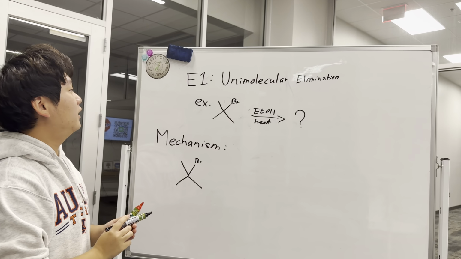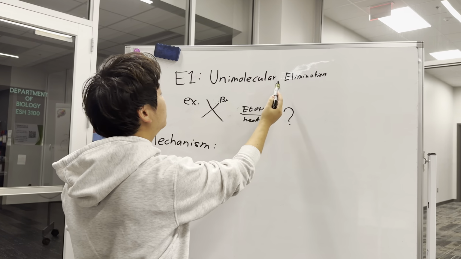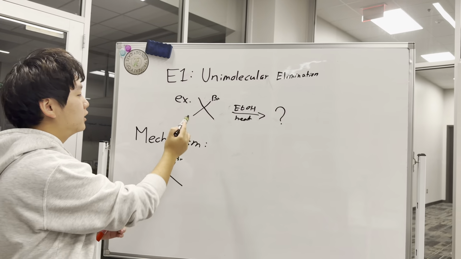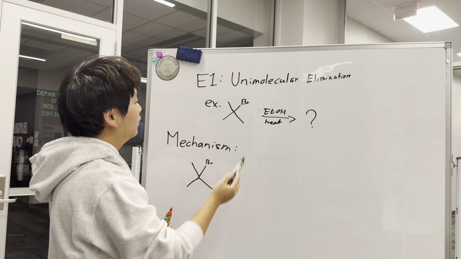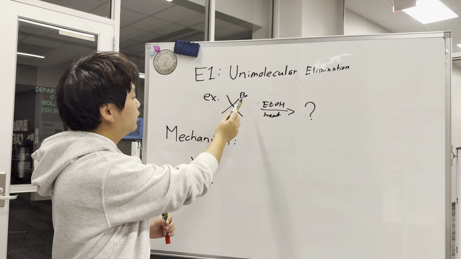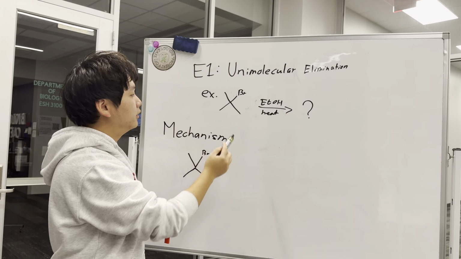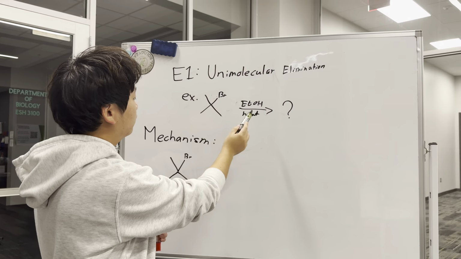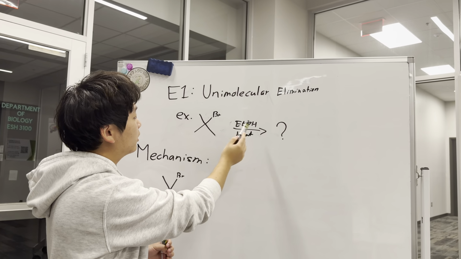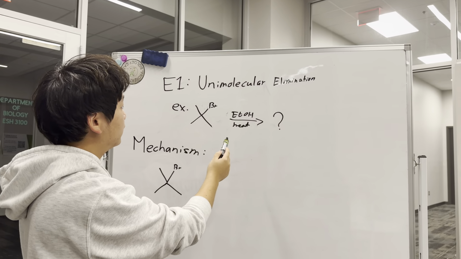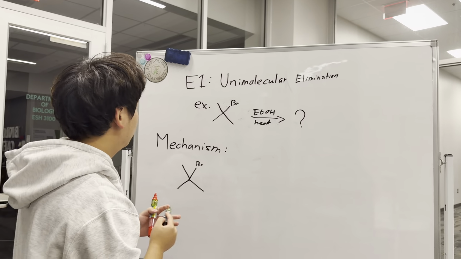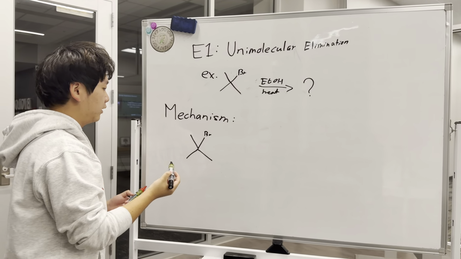So we have E1, which stands for unimolecular elimination. And we have this example here with the bromide. So generally, if a halogen is attached to a tertiary carbon, and it undergoes heat or a weak base, it's going to favor an E1 instead of an E2. And we will go over the mechanism right now.